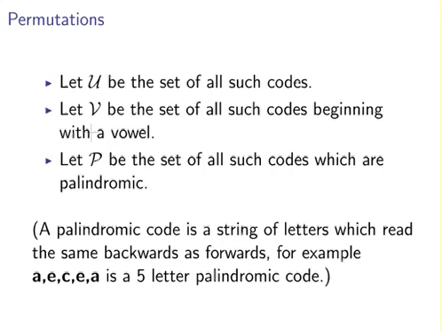Let U be the set of all such codes, so every possible four-letter code you can make. Let V be the set of all codes beginning with a vowel. Let P be the set of all such codes that are palindromic. Now, a palindromic code is a string of letters which reads backwards as it does forwards. So the last letter and the first letter are the same. The second last letter and the second letter are the same.